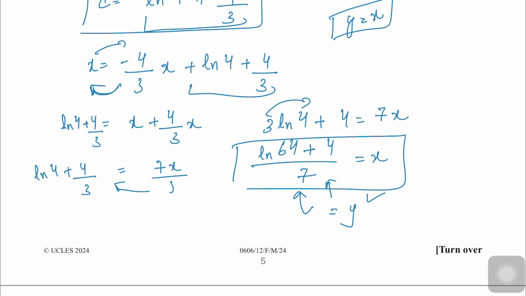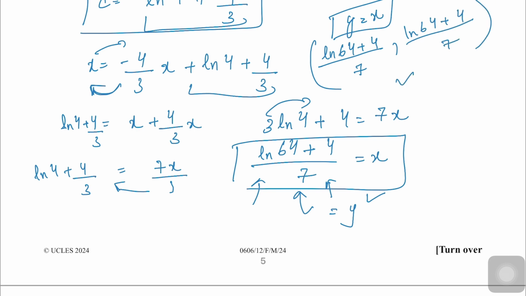We can write the coordinates. You can write the coordinates as the same, ln 64 plus 4 over 7. This would be our x and this would be the same as y. So this would be the coordinates.